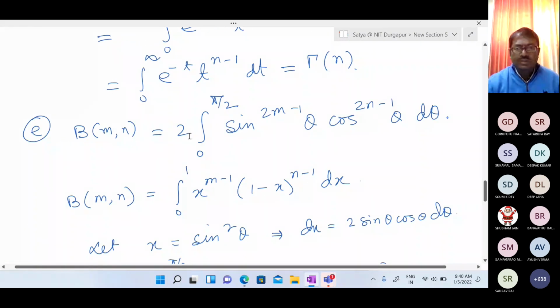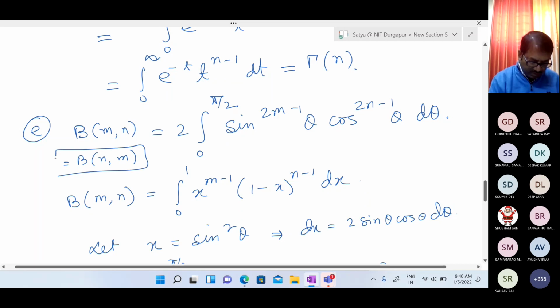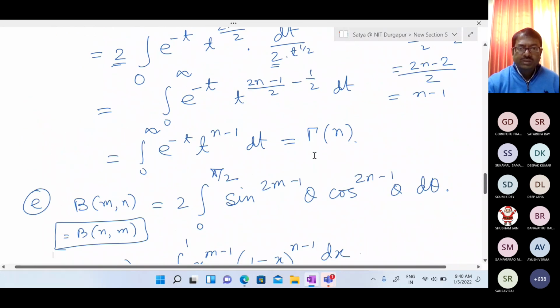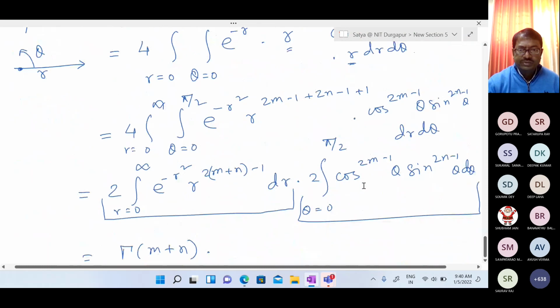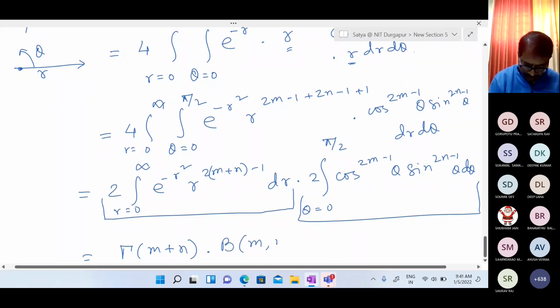Yes, this beta m n equals this form. Here actually sin theta and cos theta are changed, there is no issue. So we can prove easily that beta m n equals beta n m. So this variable we can change interchangeably, there is no problem. We have not proved this one, you can prove it later on. So comparing with this portion, the right side we can write beta m comma n.